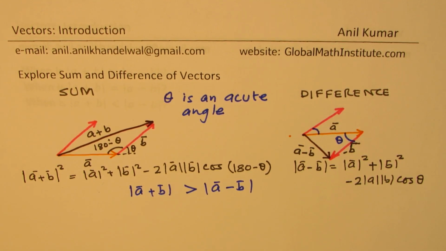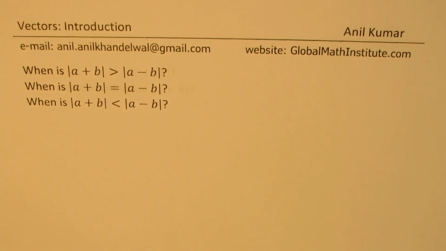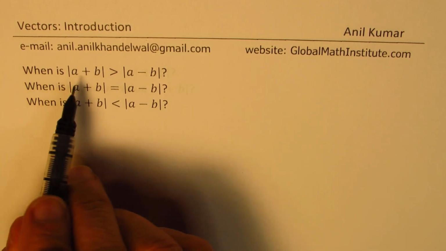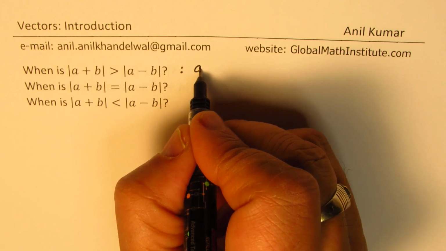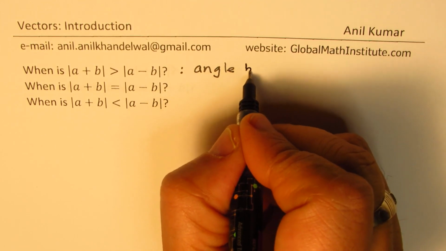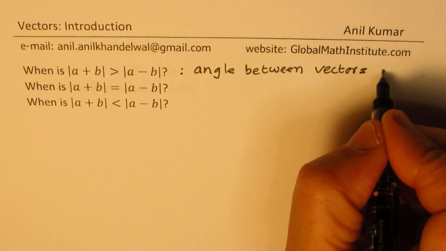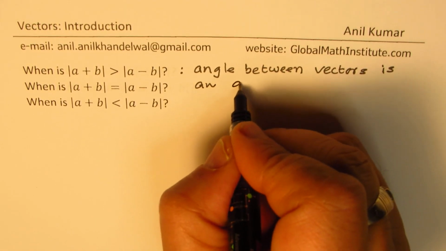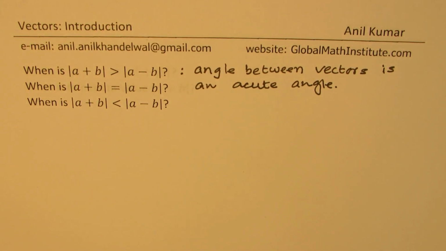Perfect. Now let's take the example when the angle is an obtuse angle, right? So basically, well, now we have understood the question and we do have an idea when what will be true. So when is the magnitude of the sum of two greater than the magnitude of the difference? That is when the angle between the vectors is an acute angle. Perfect. So that is when it is greater. That is what we just figured out.